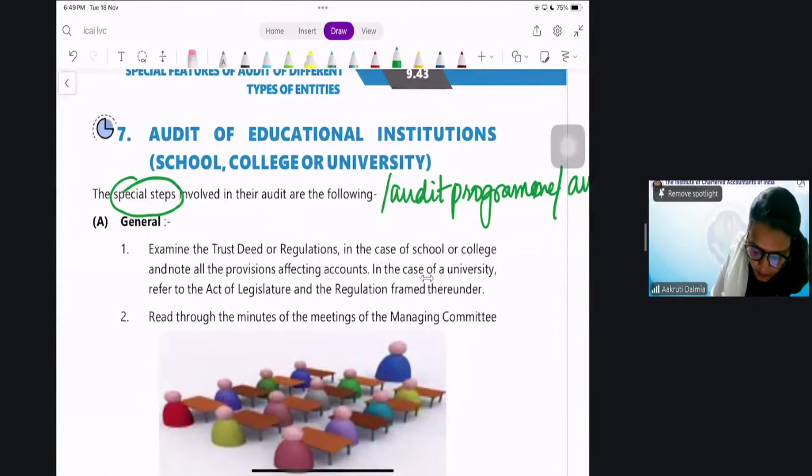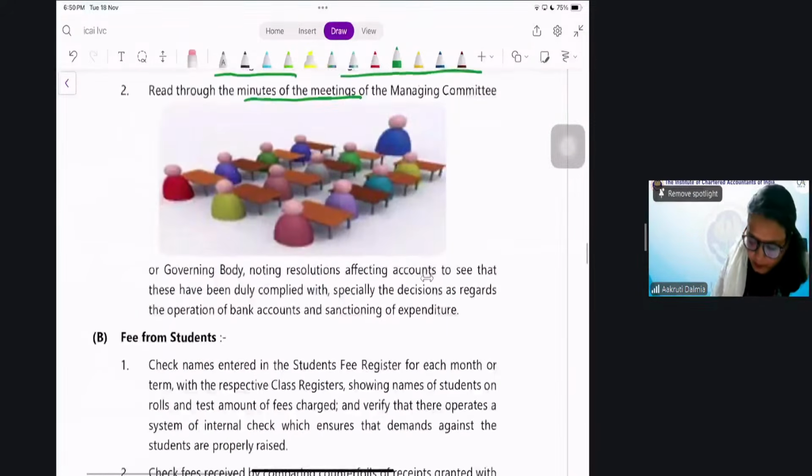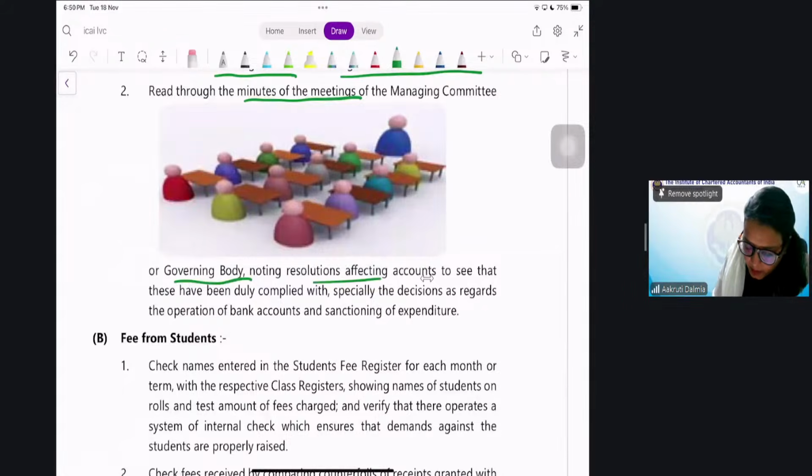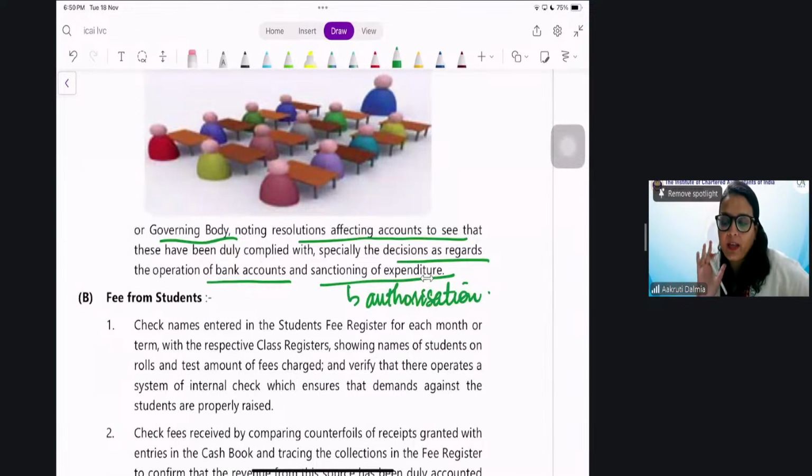So the first thing we're checking is the trust deed, regulations, provisions affecting, act of legislature, regulations framed. Go through the minutes of the meeting of the managing committee or governing body, resolutions affecting accounts, decisions regarding bank accounts and sanctioning of expenditure. Sanctioning means authorization. Expenses are approved in schools and colleges. No one is owning it. Everyone has to agree. Okay.